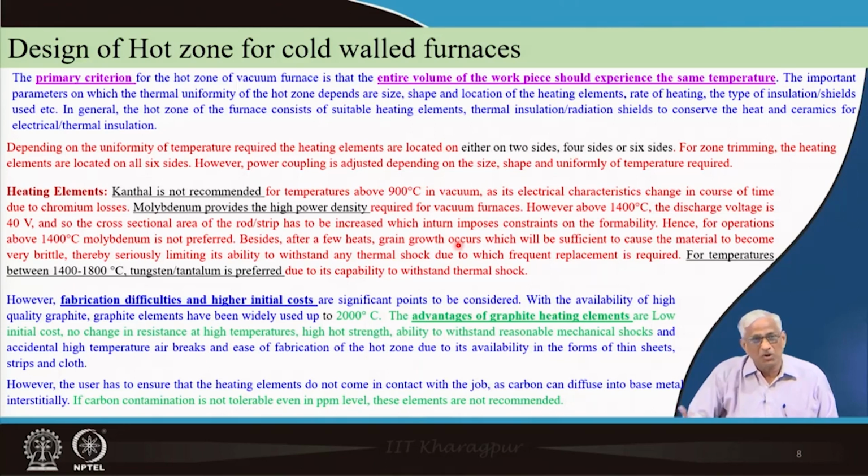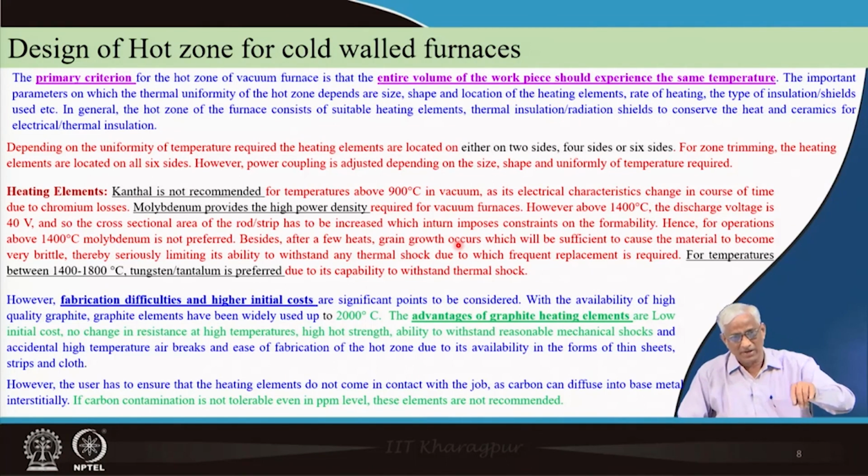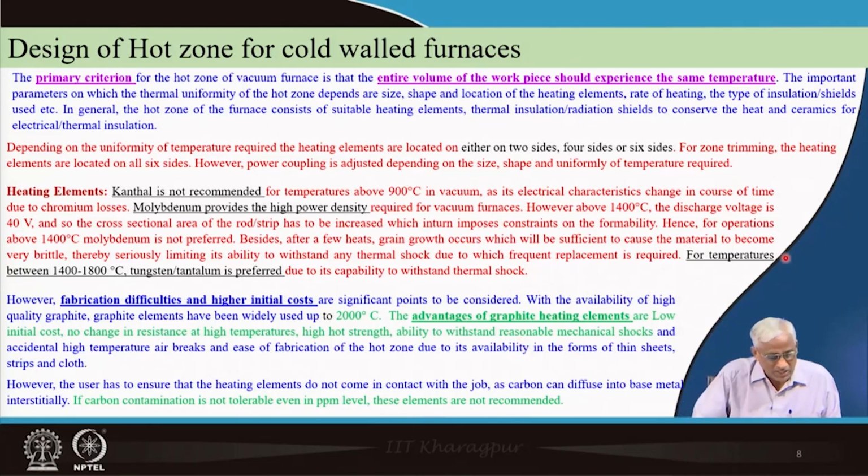At times you may have to take hard decisions, that I will not go up to 1100, maybe 1000 only, like that. And also heating has to be done slowly and steadily, so you have to have a programmable controller. Uniformity of the temperature is very important. The thermal uniformity zone is extremely important. That is how you have to decide radiation shields.